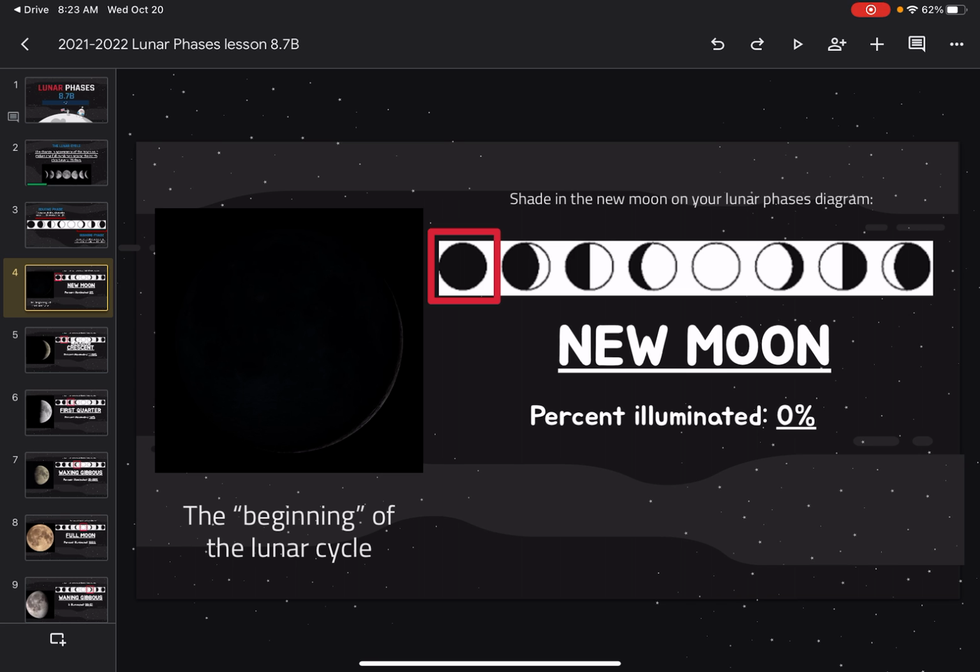So the moon is getting sad that it is losing its light. So we're going to start with the new moon. So this is when there is nothing illuminated. You do not see the moon this night in the sky. There's 0% illuminated, and it is the beginning of our lunar cycle. So this is the start of it. It's brand new. It's a baby. It's not there yet.